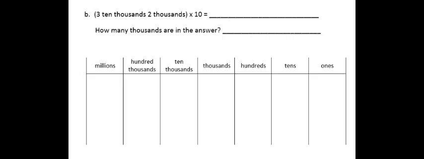Here's another example. This time I'm starting with 3 10,000s and 2 thousands. I'm going to multiply those by 10. So I'll draw my 3 10,000s. Here's the 3.